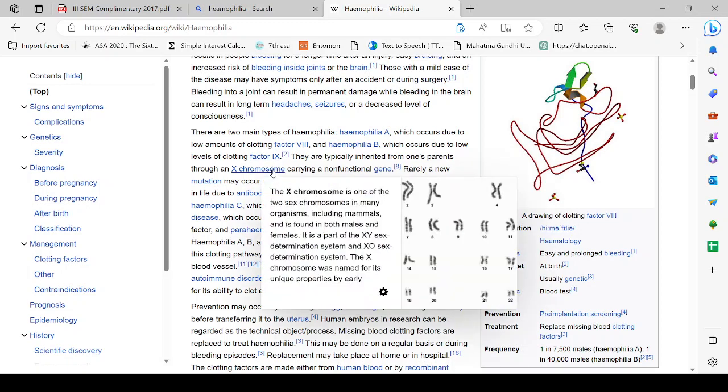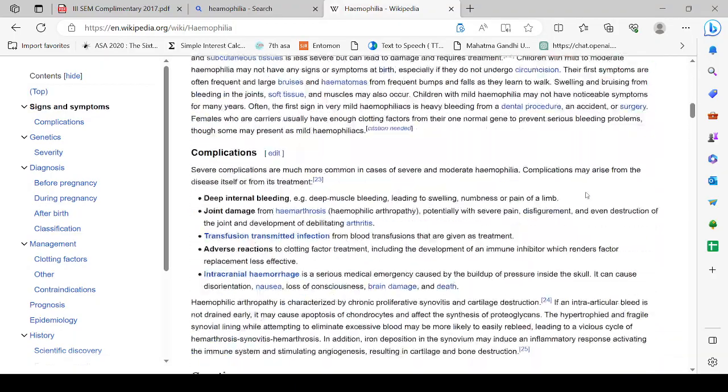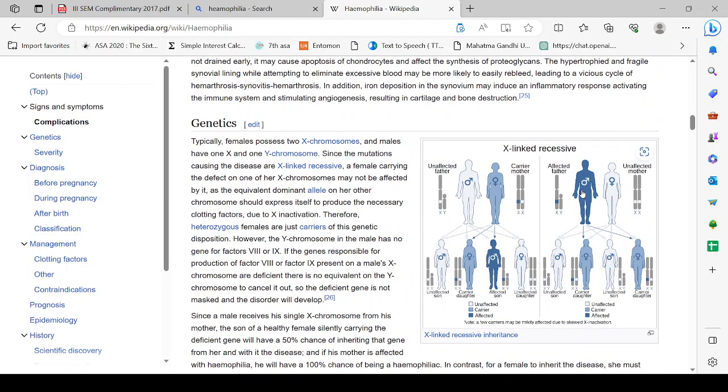So when the X chromosome passes from parents to their children, the gene will be carried to the children. Here you can see this is an X-linked disease. Here you can find the unaffected father. You might have heard that the chromosome combination of a father is X and Y, and the mother's is X and X. So the mother carries two copies of X, and the father carries only one copy of X.